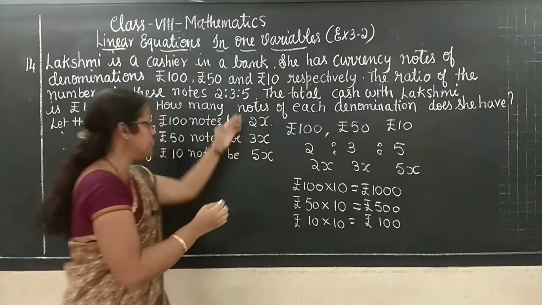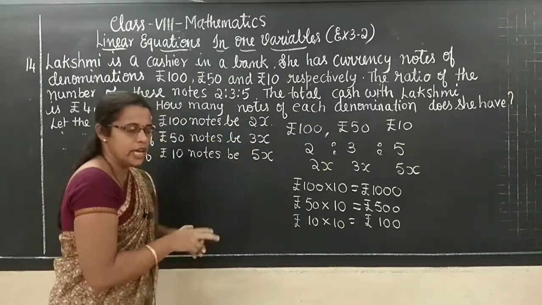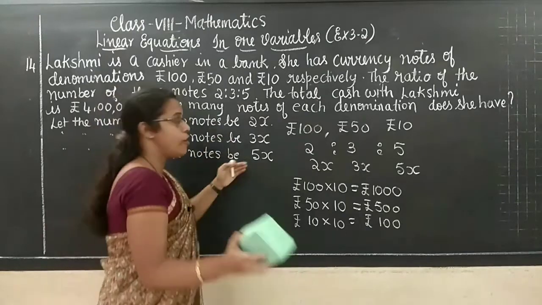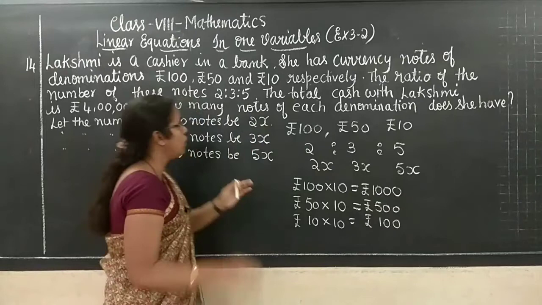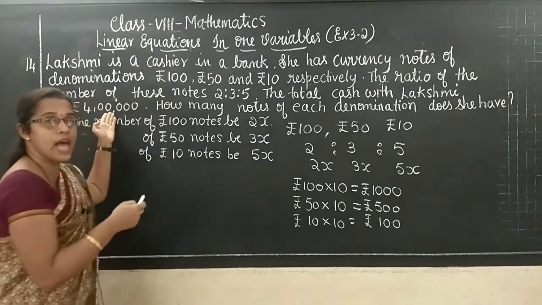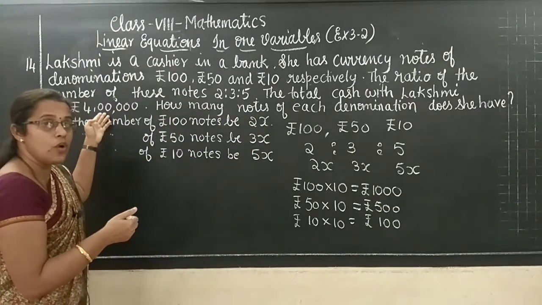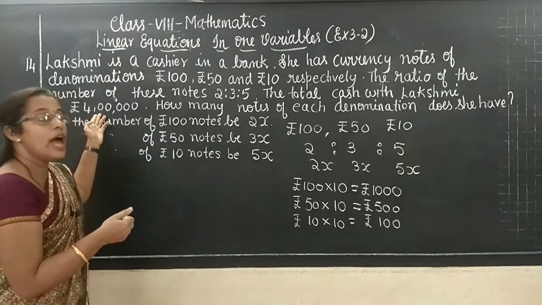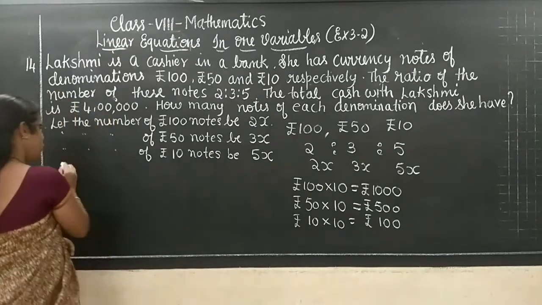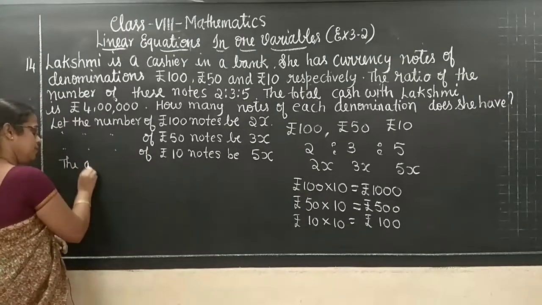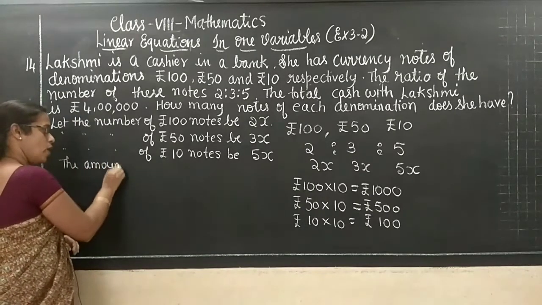Ratio given means we can write the notes like this. Now this is the form of notes. Now we have to find it in the form of amount, because the total amount she has is 4 lakh rupees. So then what can you write? See, the amount.